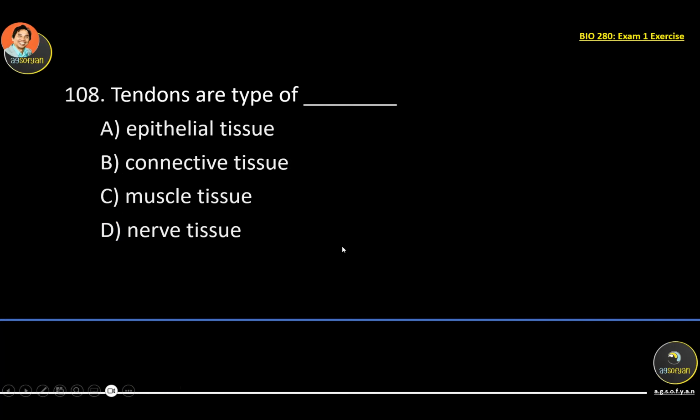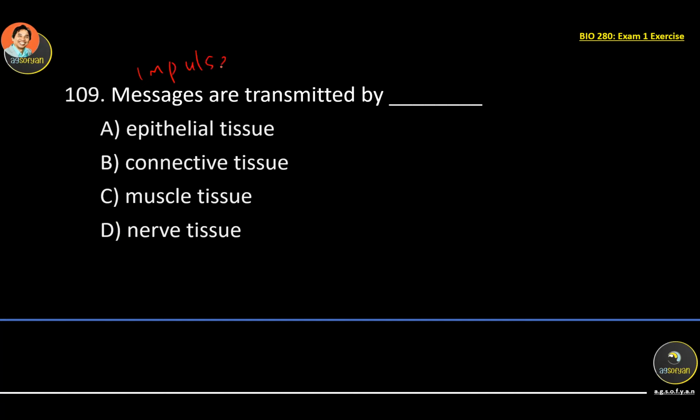Tendons. This is chapter 4 now. There are 3 types of tissue: epithelial, connective, muscle, and nerve. Tendon is a type of connective tissue. The messages are transmitted by what type of tissue? The one that carries messages, or impulses, is nerve tissue.